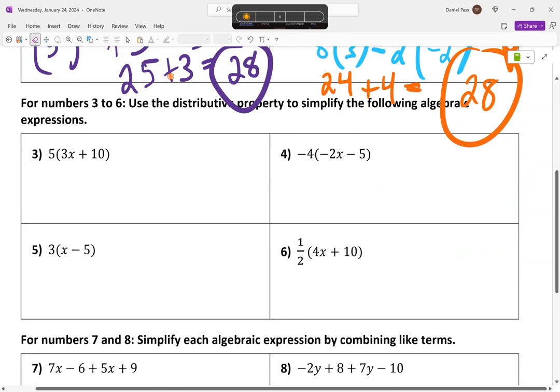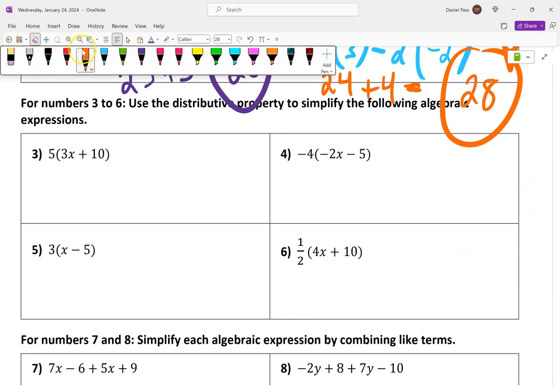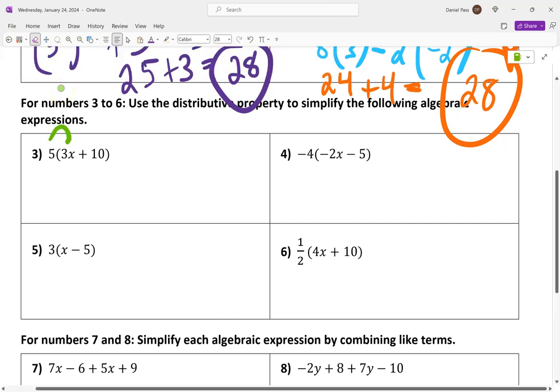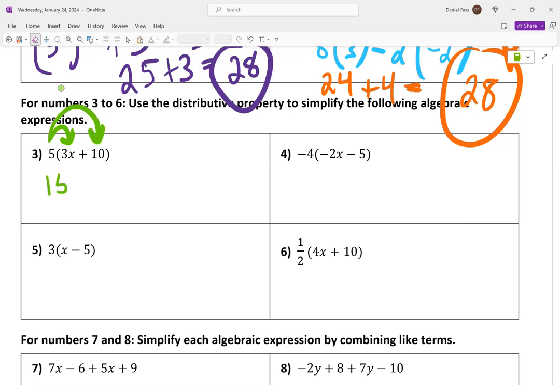Do you remember? So you have the 5. You put an arrow to 3x, and you multiply 5 times 3, and that'll be 15, and the x is still there, so you would add that x, and then you would do 5 times 10, and that would be 50, so it's 15x plus 50. Do we agree? Yes. Excellent.